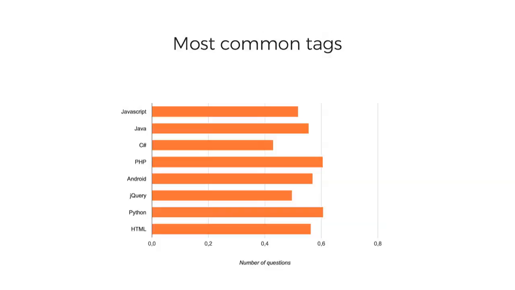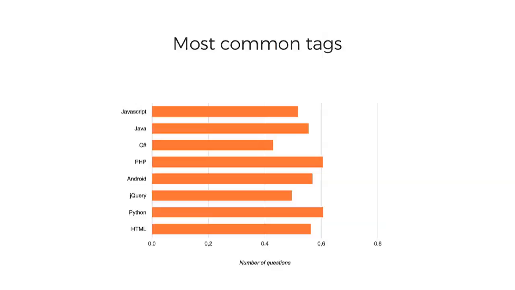So then I decided to compare the most common tags on Stack Overflow. So these are the 10 most common ones, like JavaScript, Java, etc. And they have fairly similar values between 0.4 and 0.6. That means that on a weekend, people are asking about half the questions they are asking during the weekday.